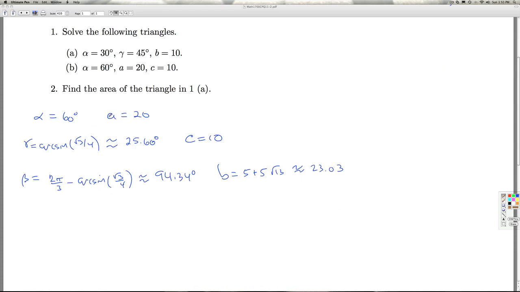Okay, if you're allowed to use your calculators, we're given alpha and A. Gamma is the arc sine of radical 3 over 4. If you run that through your calculator, that's approximately 25.66 degrees, which means beta then you can take 180 minus 60 minus 25.66 degrees. That'll get you 94.34 degrees. And then you can use that in your calculator to get B to be approximately 23.03. So whether you do it exactly or with a calculator, that'll do it for part B.